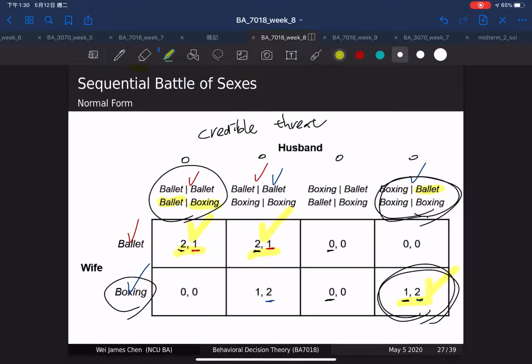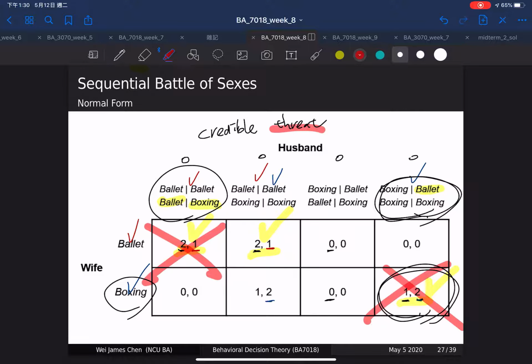So this story goes like this. Like Jeffrey said, the wife is choosing first, thinking of you as the husband. And you're telling your wife that although you move second, no matter what you do, I'm just gonna go to ballet, or I'm just gonna go to boxing. Either way, that doesn't make sense. It's non-credible. You cannot convince your partner. So that's why these two are non-credible threats. The word threats here is just a general terminology. The reason why we define it this way will be clear in the next slide.